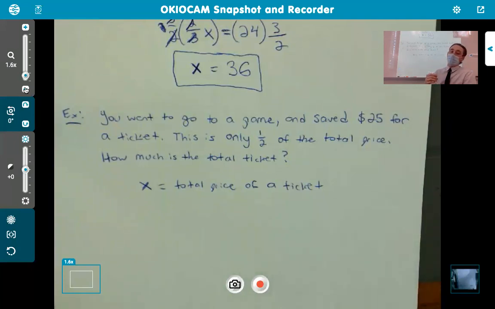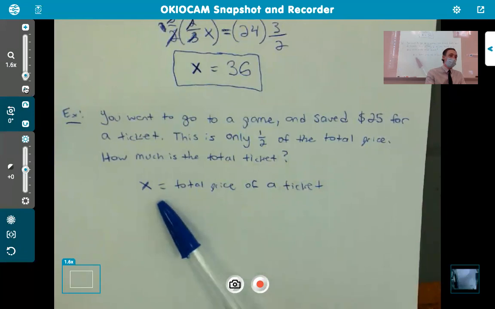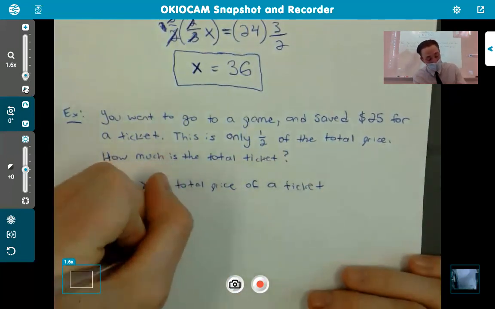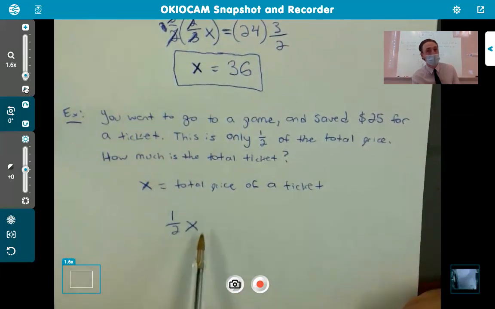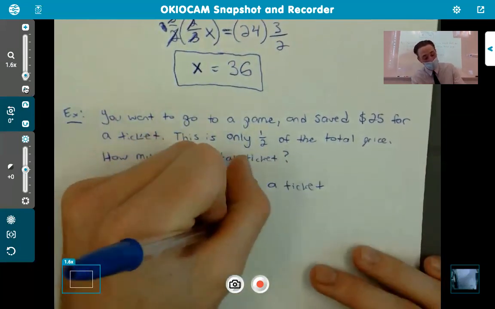So it's not 1/2 and 25. It says 1/2 of the total price. Well, what do we know is the total price right now? We don't know the total price yet. That's what we're trying to find. They don't give us the total price. So it's 1/2 times x, the unknown variable, the value we're trying to find, is equal to 25.